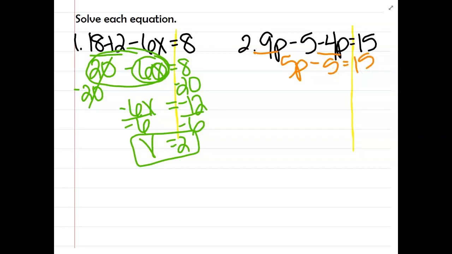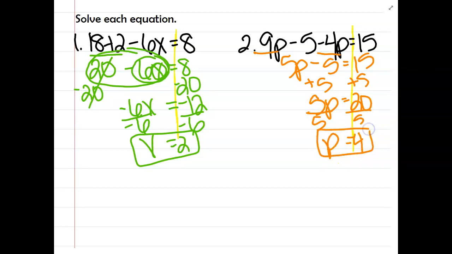And then notice now we have a two-step equation. These are kind of the really predictable two-step equations, and you're going to run into these a lot today, that usually you're going to add or subtract first. So in this case, we're going to add 5, and we get 5p equals 20. And then to get rid of the 5, we would divide by 5. We should get p equals 4. Questions on the first two?